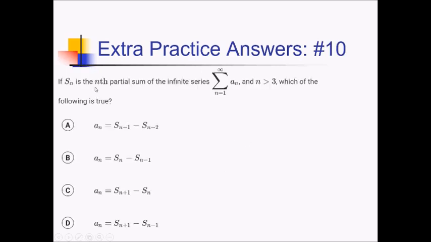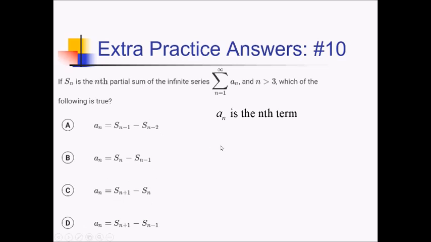On this problem, we're told that S sub n is the nth partial sum of this infinite series with n value greater than 3. And we want to know which of the following is true. Taking a look at all these answer choices, these are all talking about a sub n. A sub n is the nth term. So they're basically trying to relate a sub n, the nth term, to these different partial sums. So we've got the partial sum of the n minus 1th term minus the partial sum of the n minus 2th term, and a whole bunch of other ones here. So how can we sort all this out?